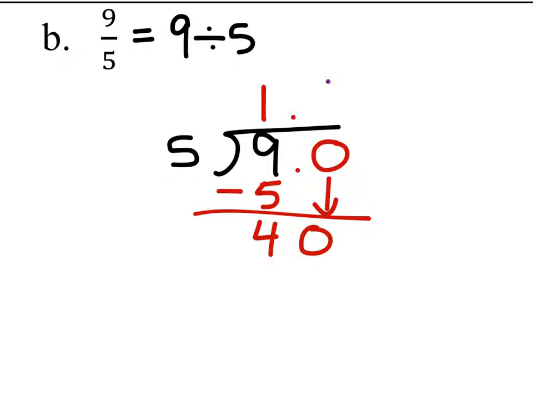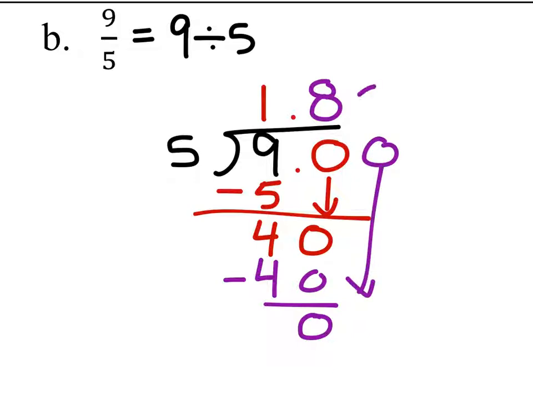5 will go into 40 8 times. 8 times 5 is 40, exactly 40, and we have a remainder of 0. And again, we could keep dropping zeros and see that the 0 repeats, but there's no need for that. But that would be a terminating decimal right there.